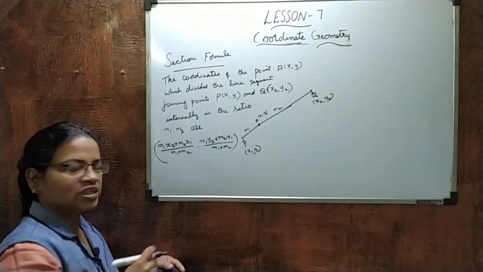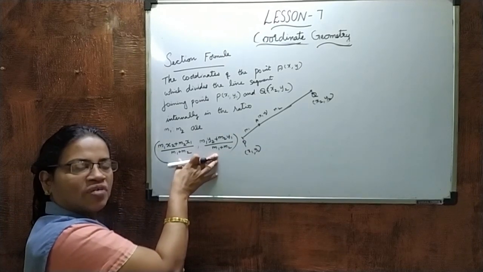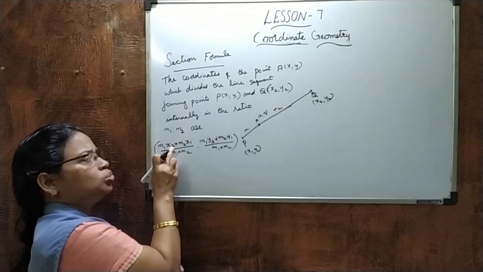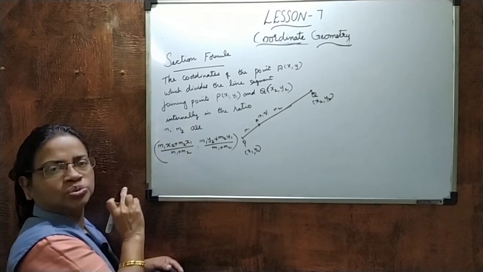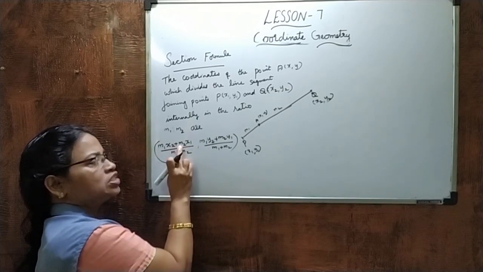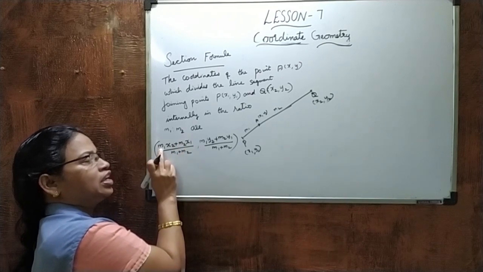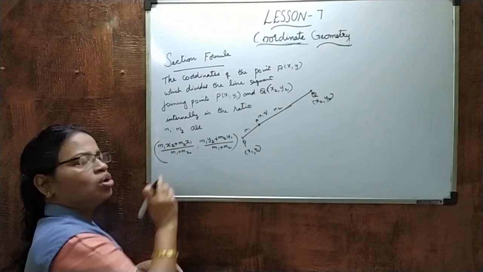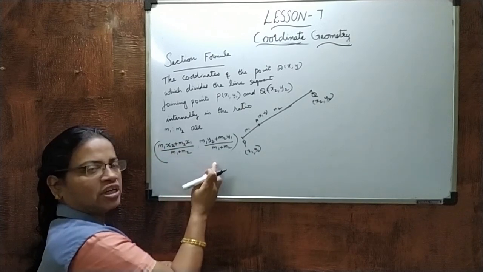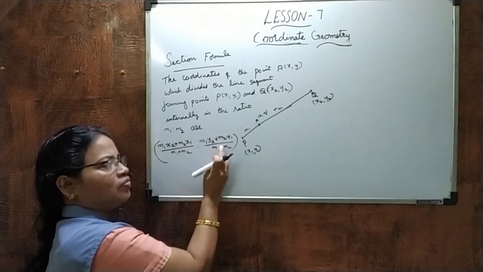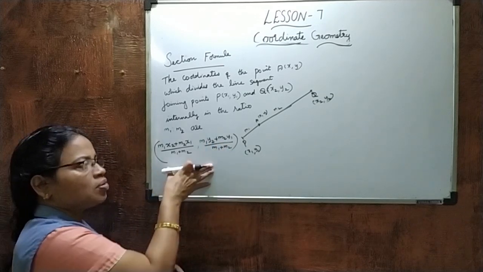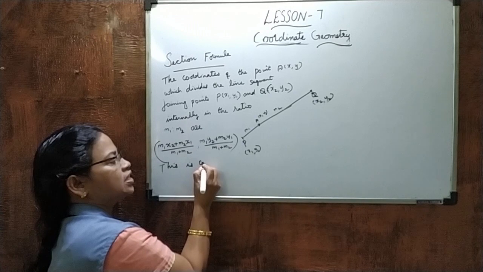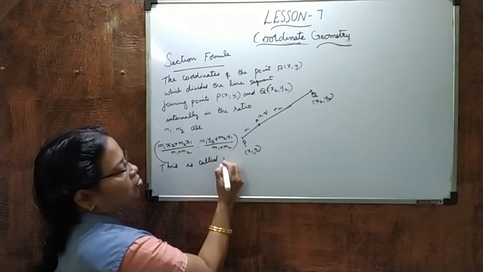How can you remember this? Just look, the denominator is the same, m1 plus m2. In the numerator for the x coordinate, you take m1 x2, then for the next term take the opposite, m2 x1. Here you have taken m1, here you have taken m2. Then m1 x2 plus m2 x1, the whole divided by m1 plus m2. And for the y coordinate, m1 y2 plus m2 y1 divided by m1 plus m2. So this formula is called the section formula.